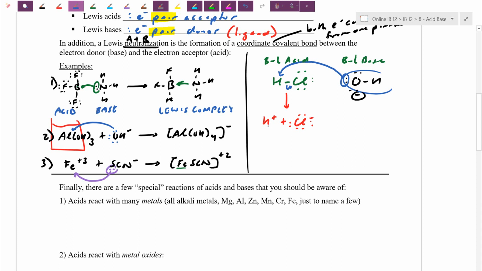The H+ isn't just released off into the surroundings. We end up getting, let me color code this for you here, coordinate bonding, and we end up grabbing that H+. And therefore, we're going to end up with just chloride left over.